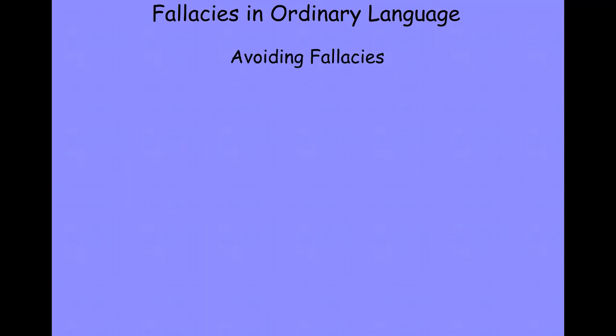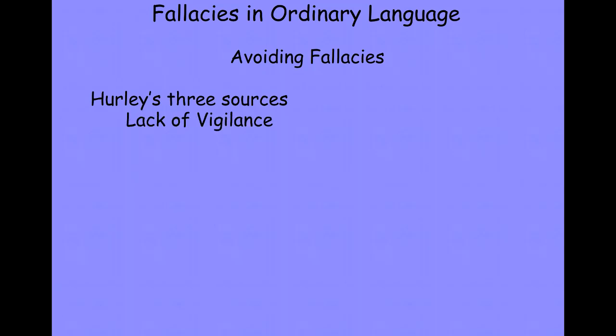When it comes to avoiding fallacies, that is, not creating and offering up fallacies in defense of our own views, or using them to justify our inferences or make our own choices, Hurley identifies three sources of informal fallacies in his mind.